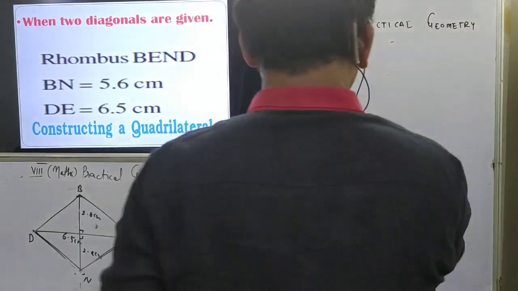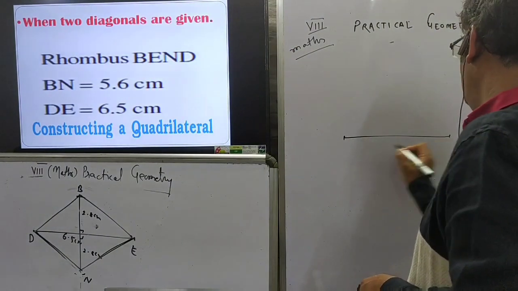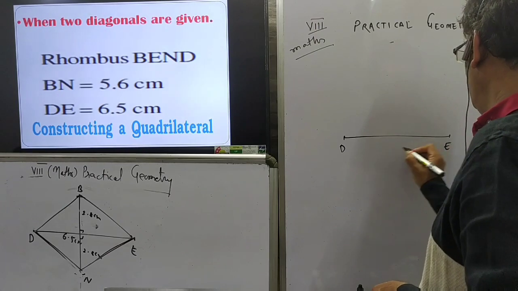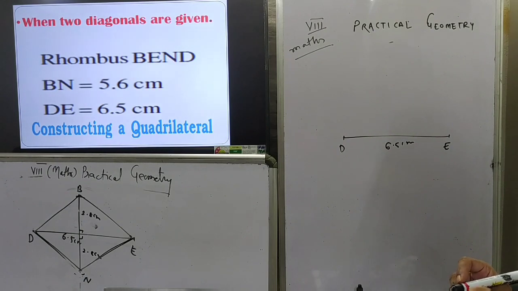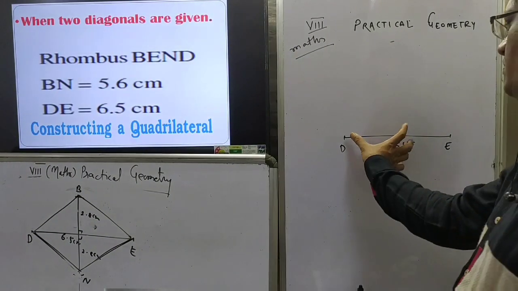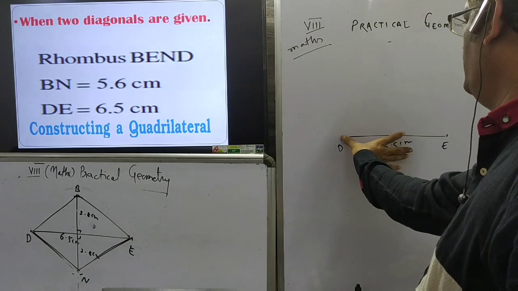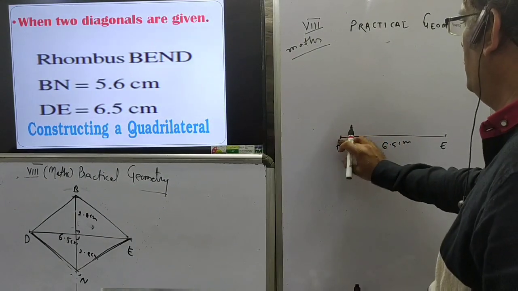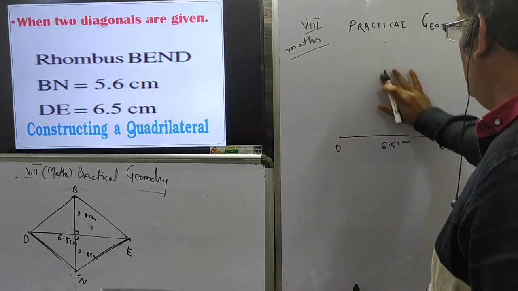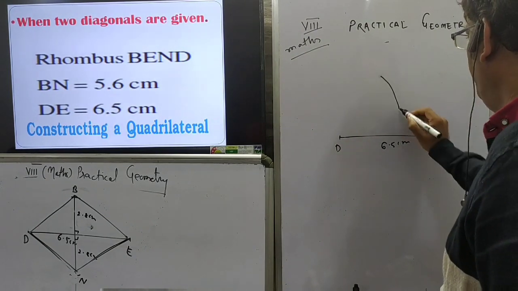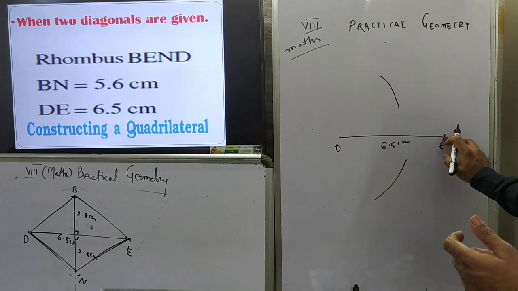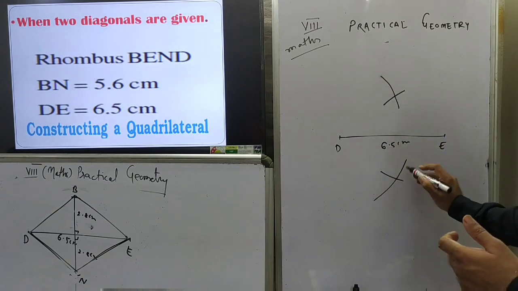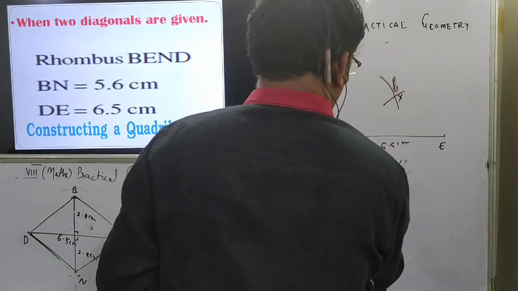So what do we do? First of all we construct this DE. This DE is 6.5 centimeter. This is one of the diagonals. Now we want to construct the perpendicular bisector. You know how to draw the perpendicular bisector of any side. Take more than 50% of 6.5 in the rounder and put the metallic end of the rounder at D. Draw one arc on the upper side and lower side. With E, with the same radius, draw another arc. Let them intersect each other at X and Y.